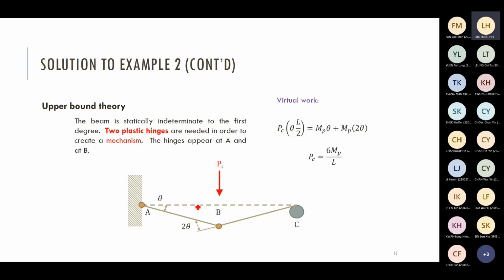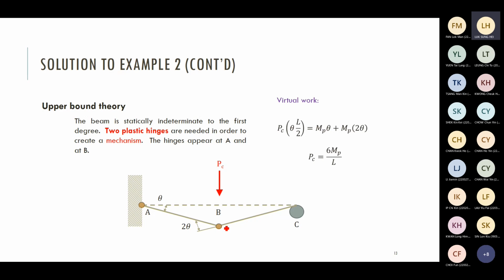Okay, let us have a look at how to apply upper bound theory on this problem. One end fixed, one end roller support. As mentioned before, there are 2 hinges because the beam is statically indeterminate to the first degree. The degree of indeterminacy is 1. So according to the previous statement, the number of plastic hinges required is equal to 1 plus 1 equals 2. Or you may add hinges continuously until you see some unstable mechanism. One hinge forms at point A, the other hinge forms at point B. This is our collapse pattern, collapse mechanism.